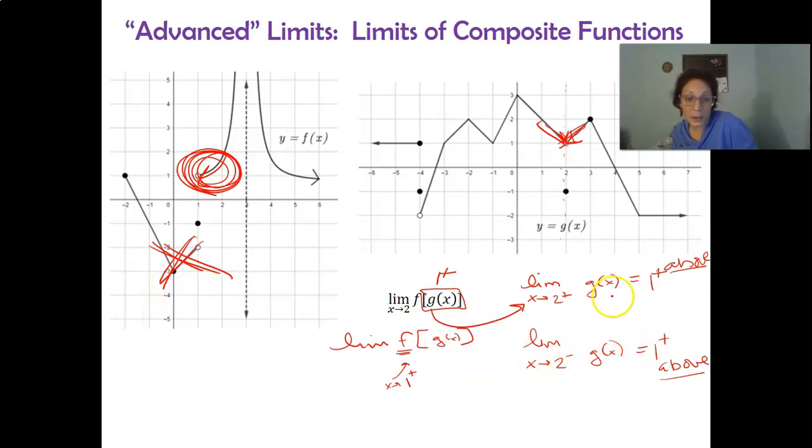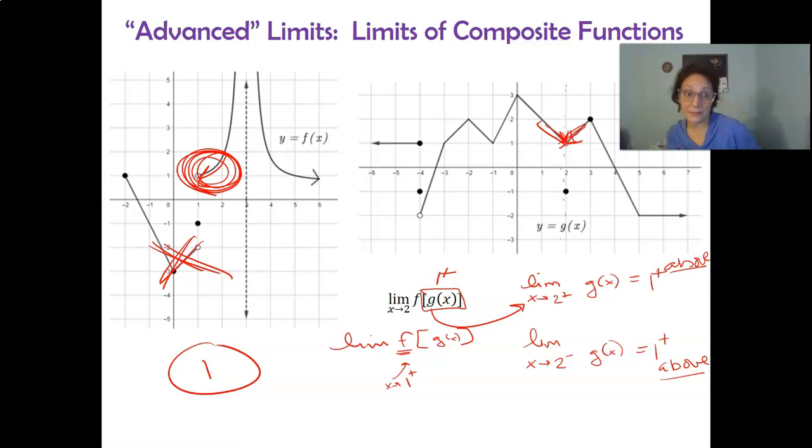So for this one, we would say, okay, when you look at g of x, it's approaching 1, but from the positive side, from above. So when I go over to f of x, I'm only going to approach 1 from above. I'm not going to worry about coming at it from below. And if I do that, I get a 1 for my answer. And that is the answer to this limit.